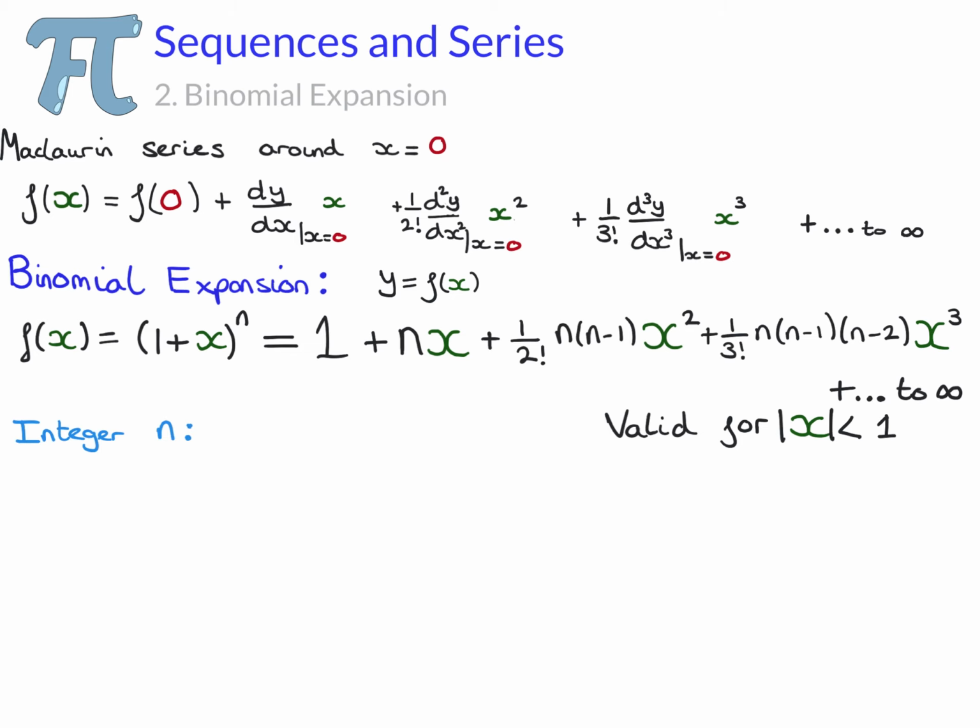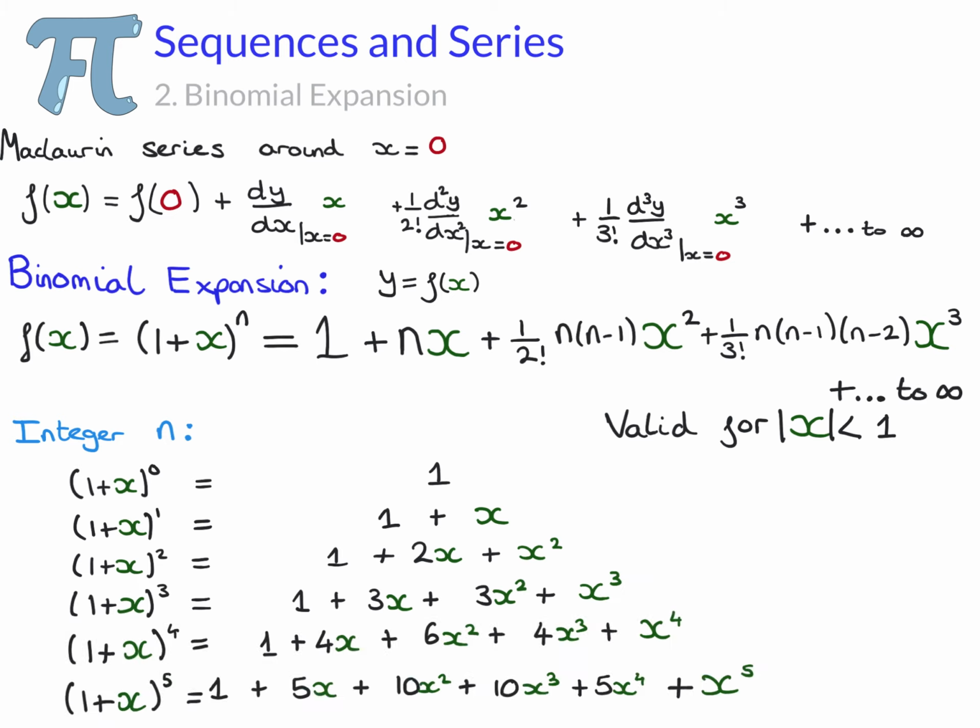I now want to talk about the case when n is an integer. Start with expanding out this bracket starting from n is equal to 0 and working up the integers. If you look at the coefficients, you see what is called Pascal's triangle. Each number in this triangle, other than the 1 at the top, is the sum of the numbers directly above it. This triangle extends for as long as you like.